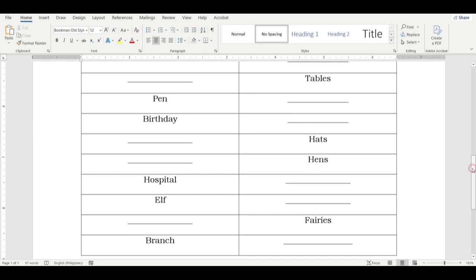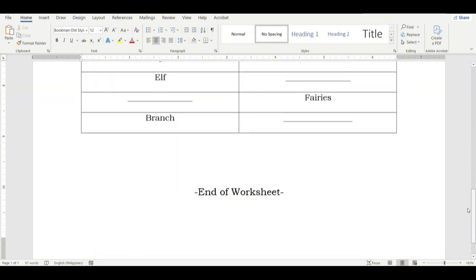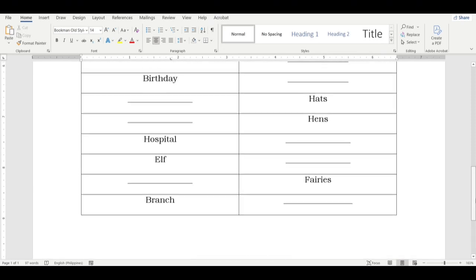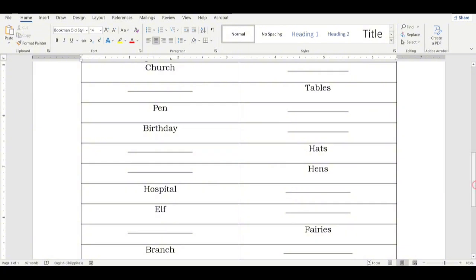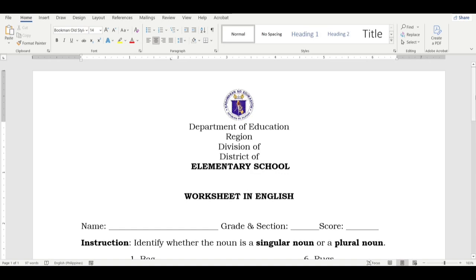So, I placed there church, tables, pen, birthday, hats, hens, hospital, elf, fairies, and branch. And then end of worksheet. So you can also put there prepared by and noted or approved by. But for me, I just placed there end of worksheet. So again, I'll show to you the worksheet that I've made, which is all about singular nouns and plural nouns.